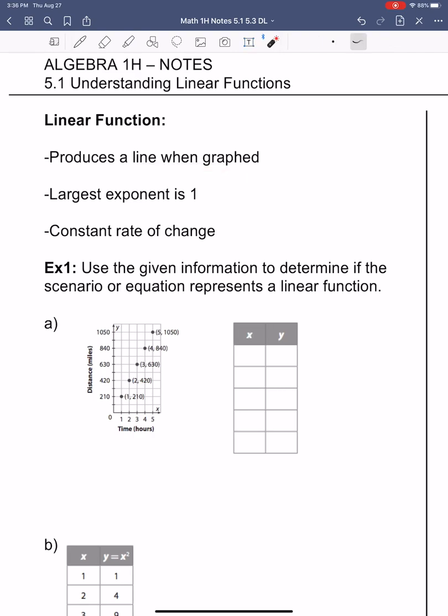The largest exponent that we have is 1, and it should have a constant rate of change, which some of us know as the slope. So those are kind of three requirements for a linear function or a linear equation. And the one I want to focus on for this next part is this constant rate of change, which is one way we can tell if we have a linear function.